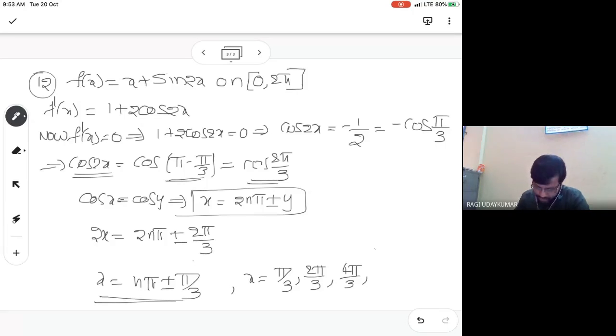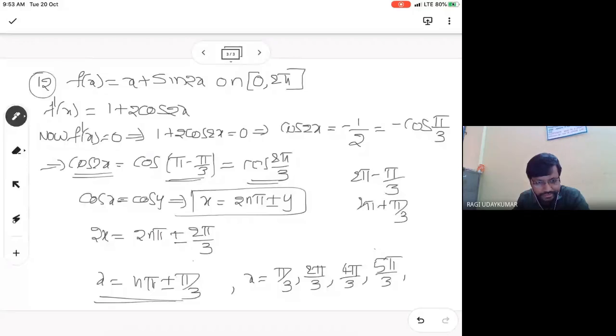Take n equal to 2. If n equals 2, you get 2 pi minus pi by 3, which is 6 pi minus pi over 3, so you are going to get 5 pi by 3. Okay. And 2 pi plus pi by 3 also you are going to get, which is 7 pi by 3.